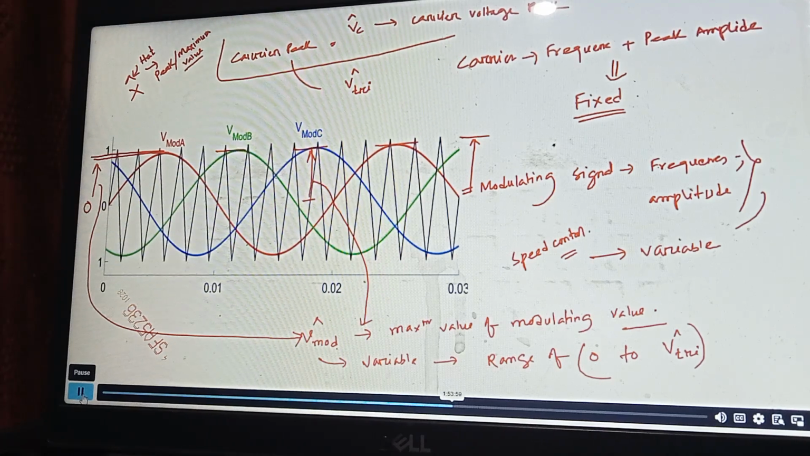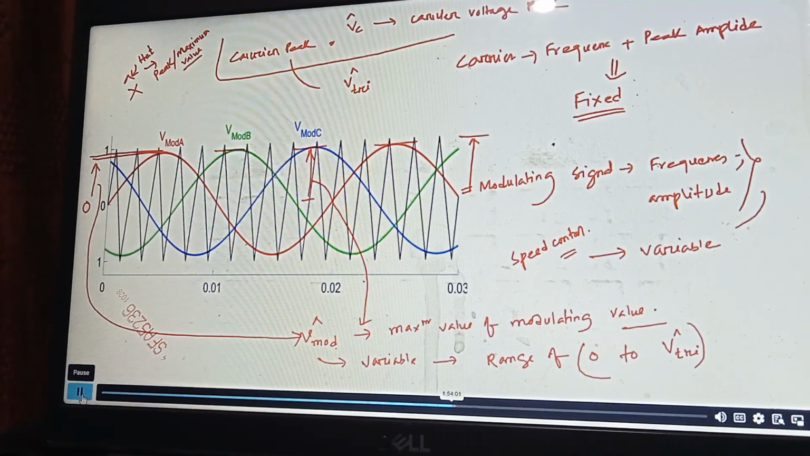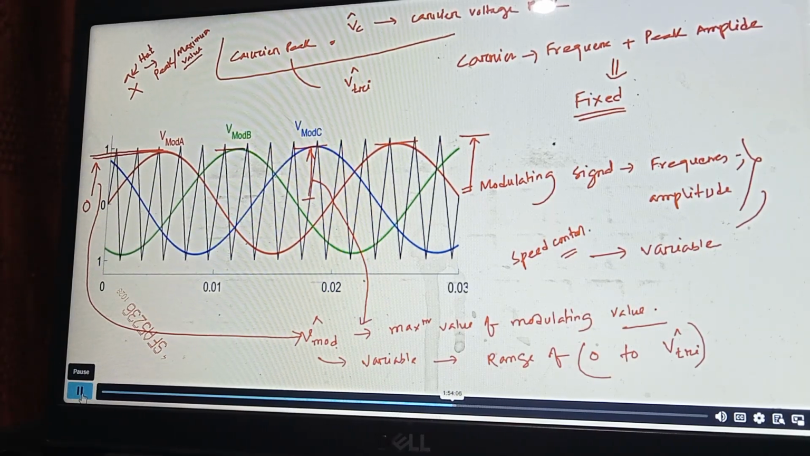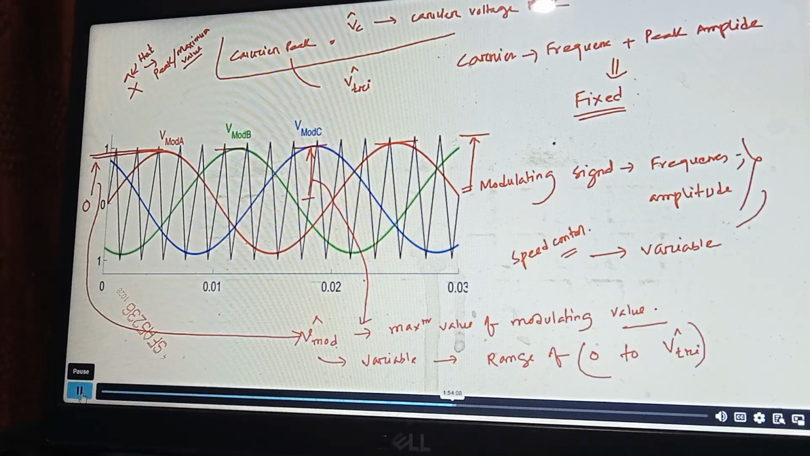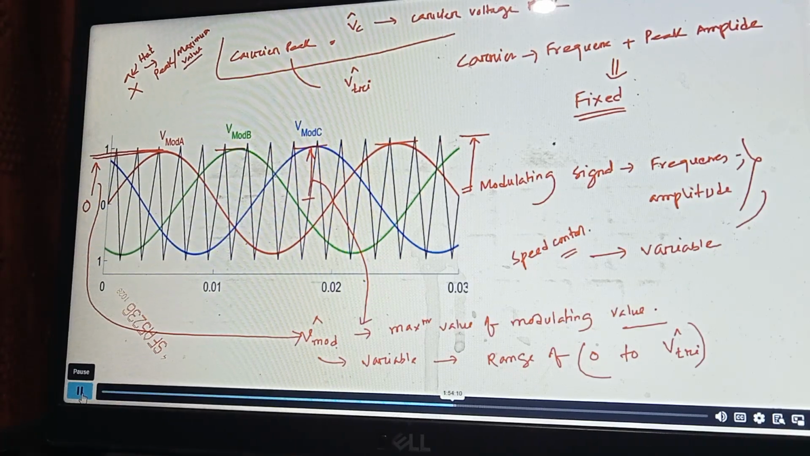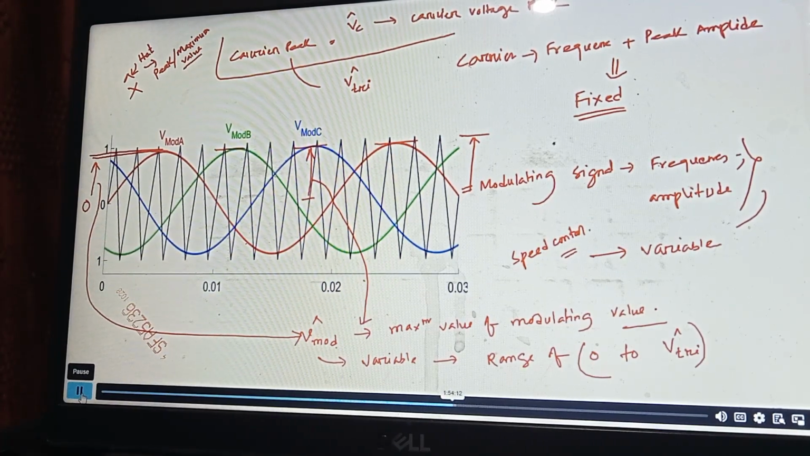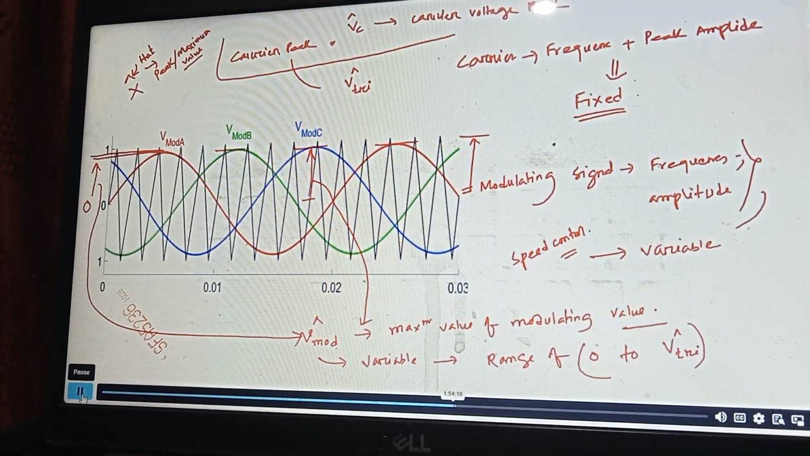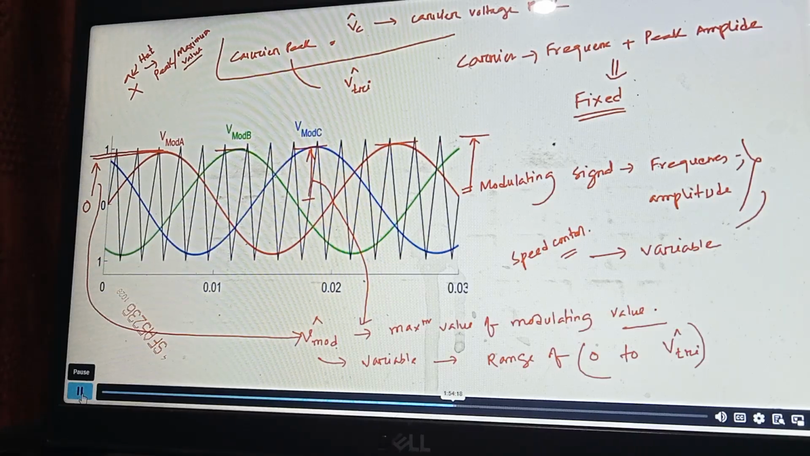Microcontroller to generate these carrier signals. Once we set them properly or decide them, we keep them fixed. So carrier amplitude, peak value, it will be a fixed number. Modulating signal peak is going to be varying in the range of 0 to V modulation triangle peak. I hope this point is clear.